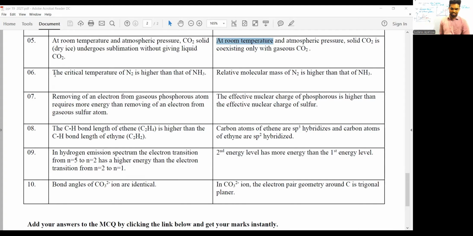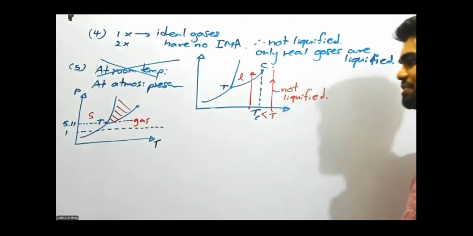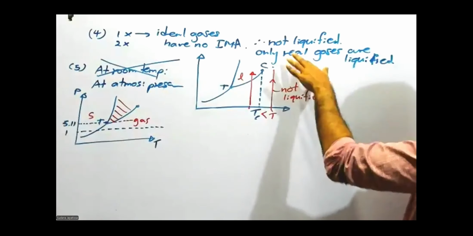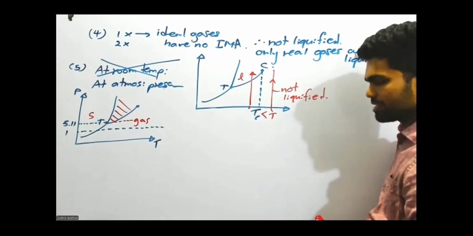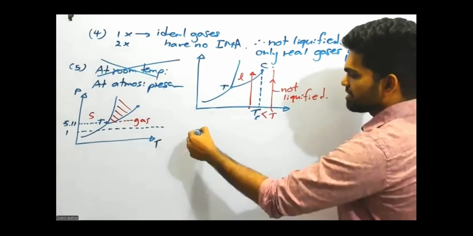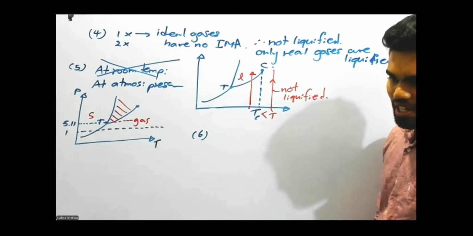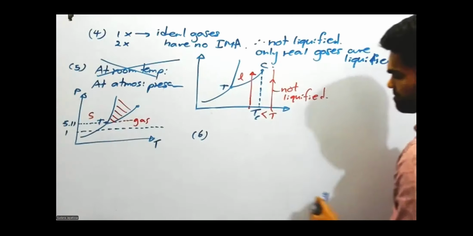Right, so look at the sixth question. Critical temperature of N2 is higher than that of ammonia. So critical temperature is the maximum temperature where liquid and gas phases are at equilibrium. After that, there is no liquid-gas equilibrium, so you will not have that interface. I explained that point, we will tell it again. So anyway, in the sixth question, it is comparing the critical points of ammonia and N2.